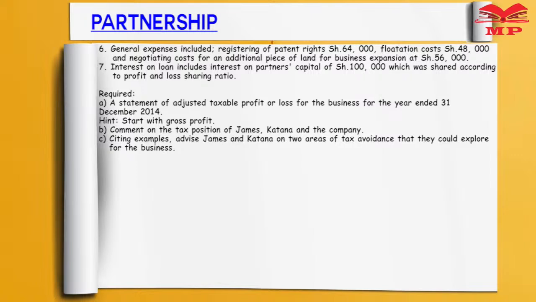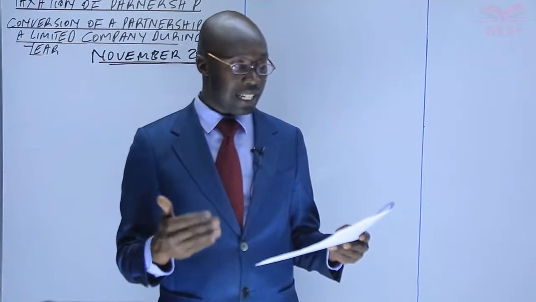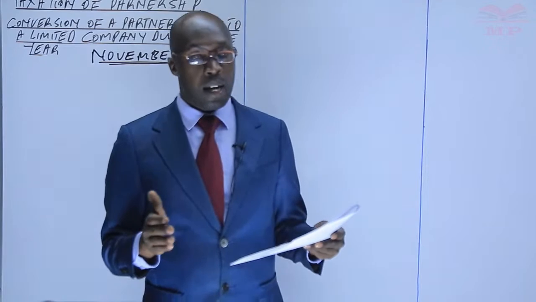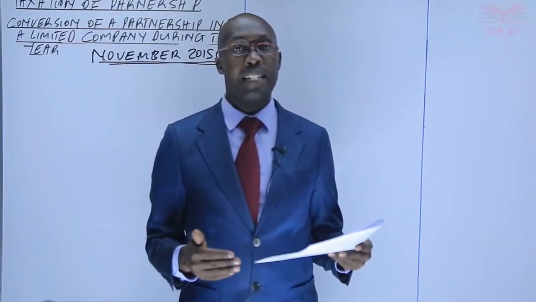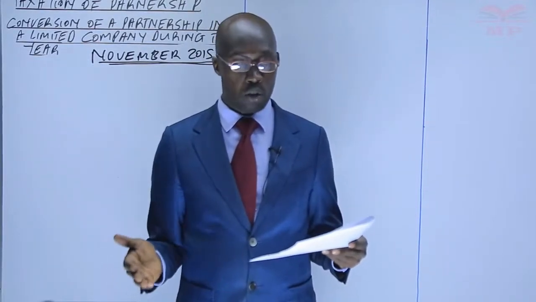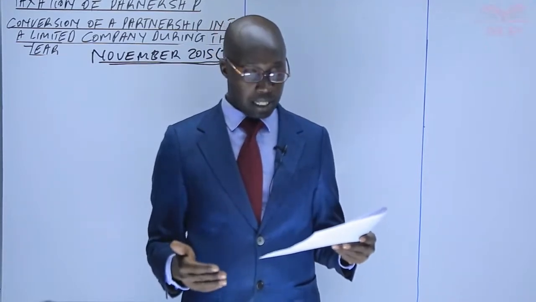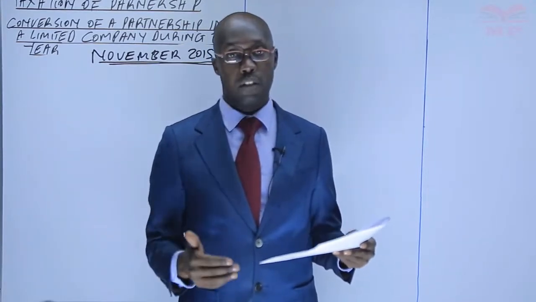Now, in this case, you take note that there is a conversion. A partnership business that was existing was converted into a limited company as per additional information number one. And from additional information number one, we can see the partnership business lasted for a period of 9 months and then the limited company 3 months, because the conversion happened on 1st October 2014 and the year of income is ending on 31st of December 2014.